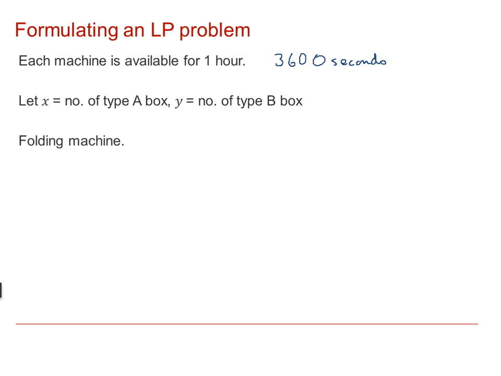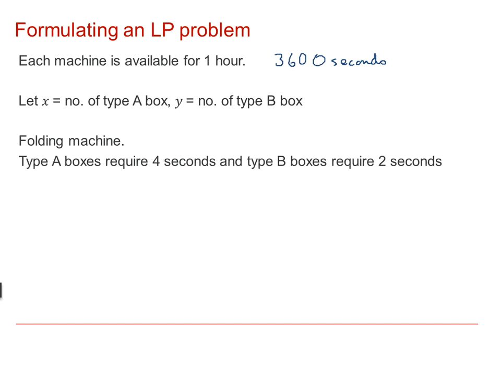The first machine was a folding machine, and just taking the information from the question, type A boxes had 4 seconds on the folding machine and type B 2 seconds. So we can see that we have a total of 4x. If we make x boxes of type A at 4 seconds each, then that's 4x seconds, and also 2y.